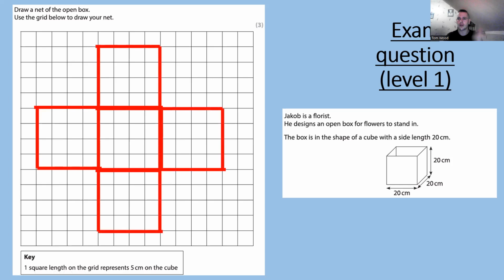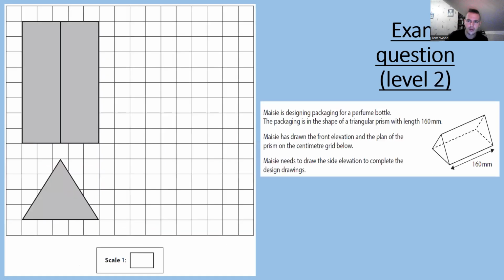So I can fold all those sides in. I haven't got a top. That's absolutely fine because it's an open top. And it's just sticking to the scale. We know that in reality, it's 20 centimeters. Each square here is 5 centimeters, so that's going to be 5, 10, 15, 20. So it's all based on working with 4 squares there. So that's one example question.